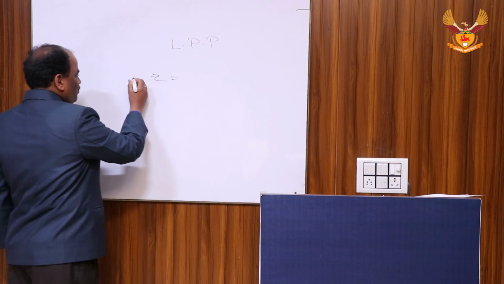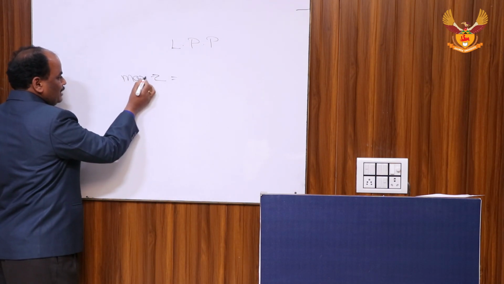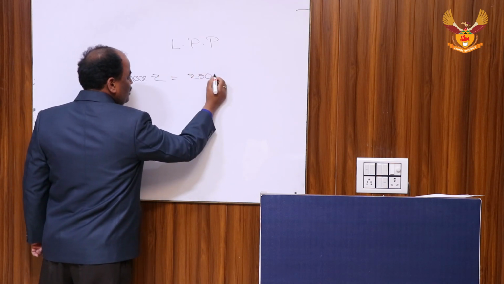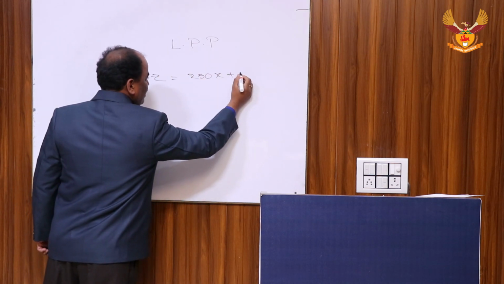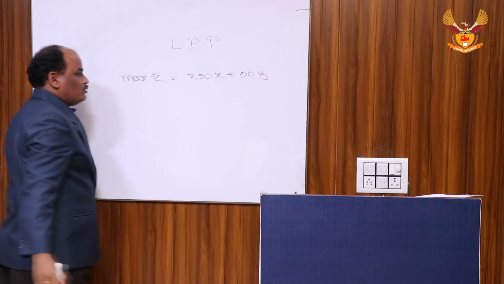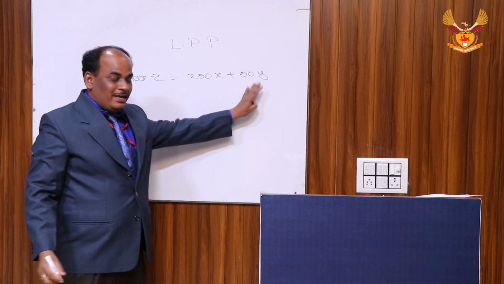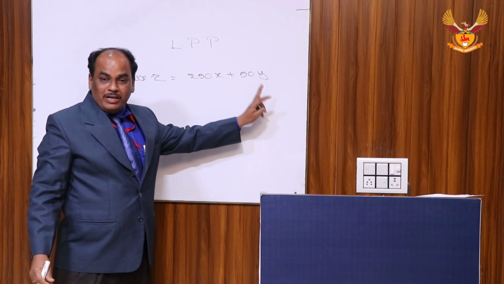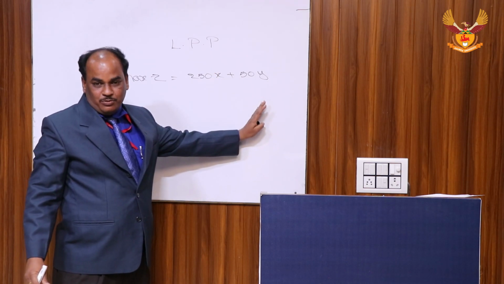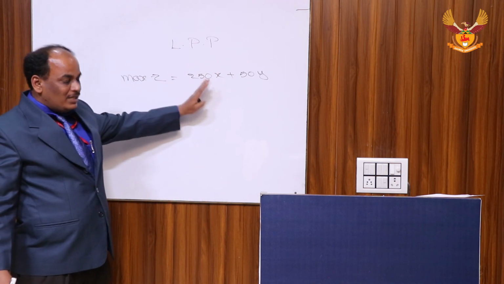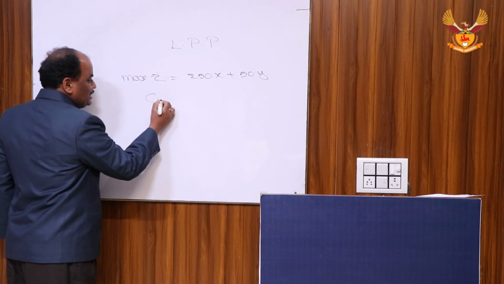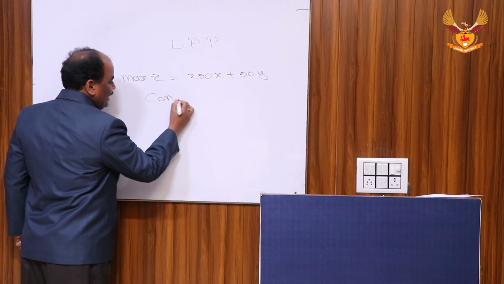So for example, in this case, maximize z is equal to 250 per chair he is getting, so 250x, plus 50 rupees per table he is getting, so 250x plus 50y. Here x and y are variables, these are non-negative restrictions, so they must be positive, and for this he has certain constraints that are called restrictions or constraints.